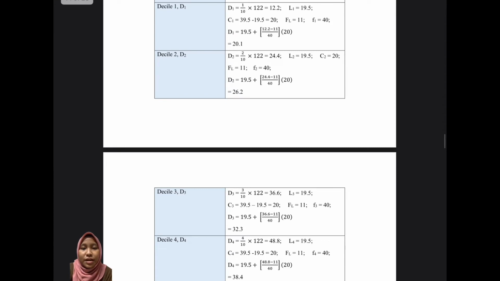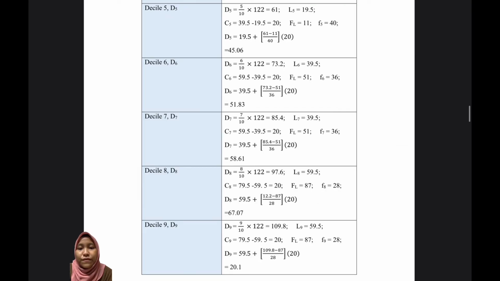We calculate the decile 1 is equal to 20.1, decile 2 is equal to 26.2, decile 3 is equal to 32.3, decile 4 is equal to 38.4, decile 5 is equal to 45.06, decile 6 is equal to 51.83, decile 7 is equal to 58.61, decile 8 is equal to 67.07, decile 9 is equal to 20.1.